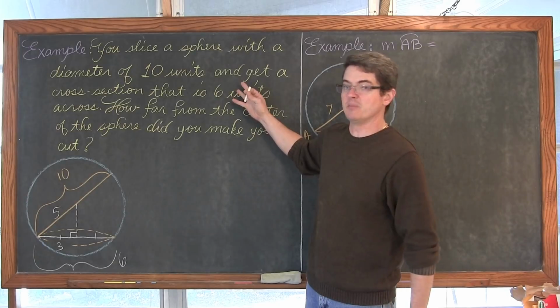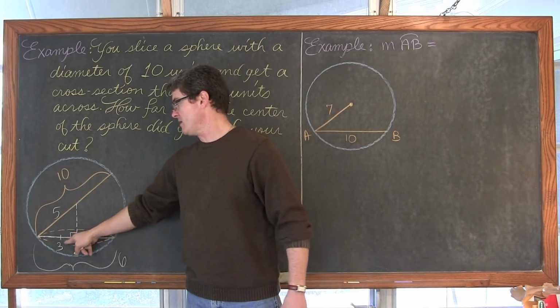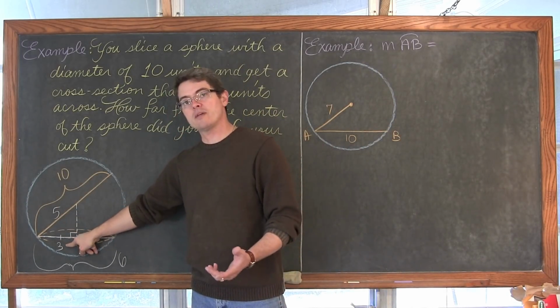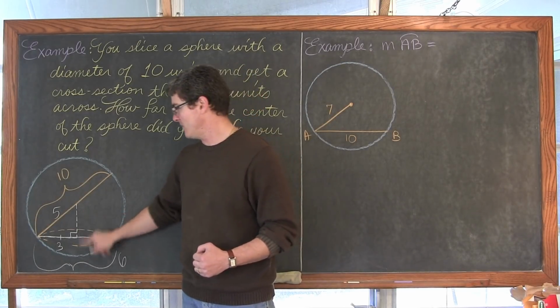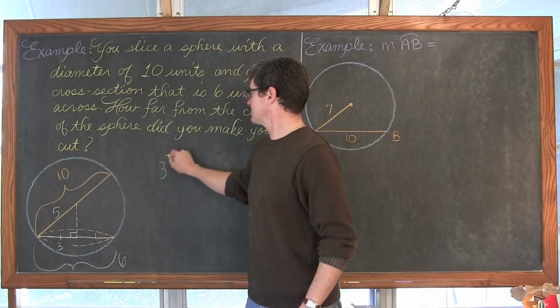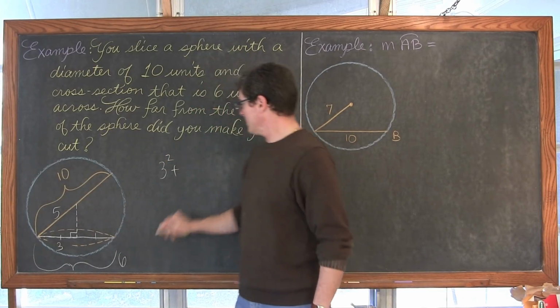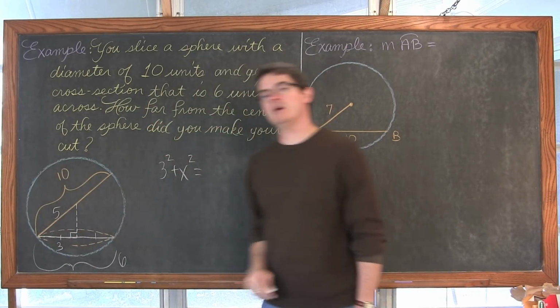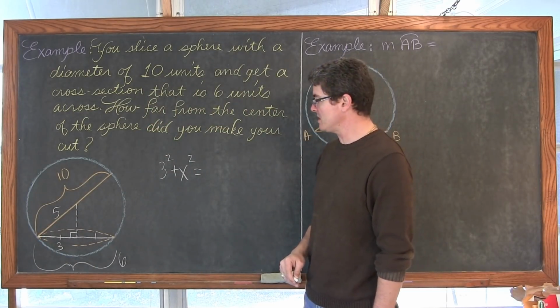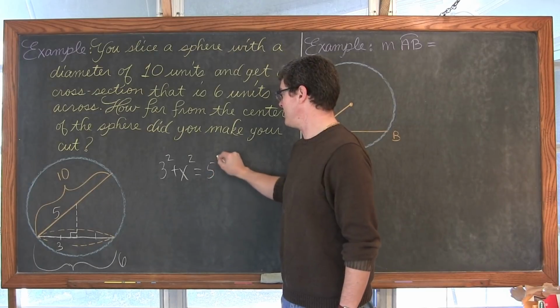Sounds really complicated, but now look at what we have. We have a right triangle with 2 sides known of that right triangle, and we're only missing one side. So again, that is Pythagorean theorem. So it's going to be 3 squared plus x squared is equal to the hypotenuse of our right triangle that we're using, which is equal to 5 squared.